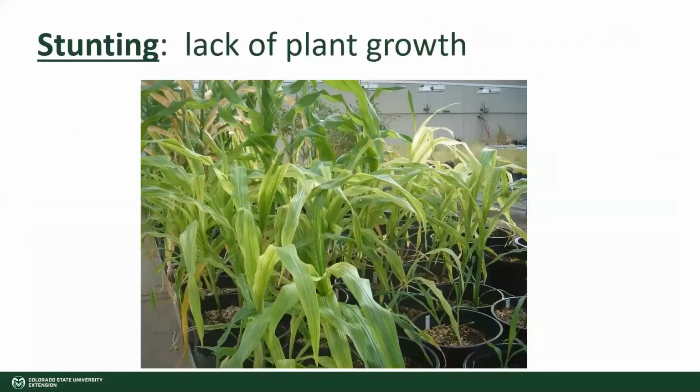We could also have stunting, and this is the lack of plant growth. So compare these corn leaves in the back to these ones over here. They are significantly smaller than what they are supposed to be. They also have other problems and other symptoms like yellowing and striping, but the stunting is what we are referring to here.